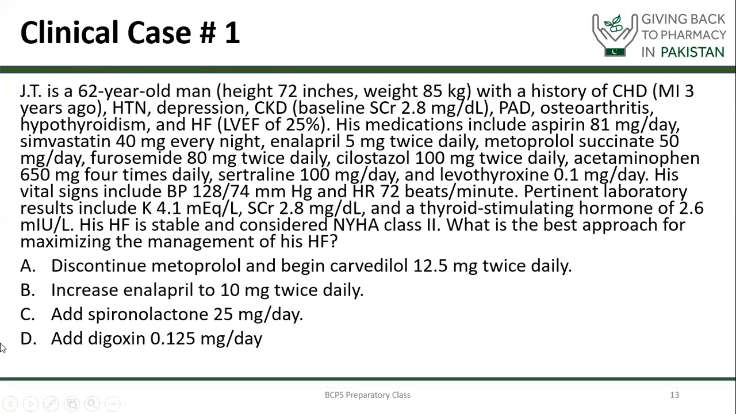This one is relative. With spironolactone we cannot give it at this serum creatinine. And add digoxin. Digoxin, as I have discussed, and diuretics are always there to control the symptoms. The patient is already stable with the heart failure symptoms. That's why digoxin is not a choice. Spironolactone is not a choice because of the serum creatinine. First, we have to start with controlling the compensatory mechanisms up to the target dose. So the best option will be the increase in enalapril to 10 milligram twice daily. It will further improve the heart failure condition.